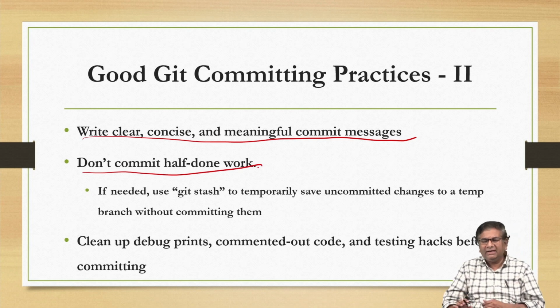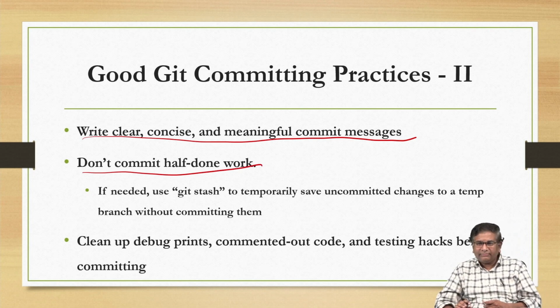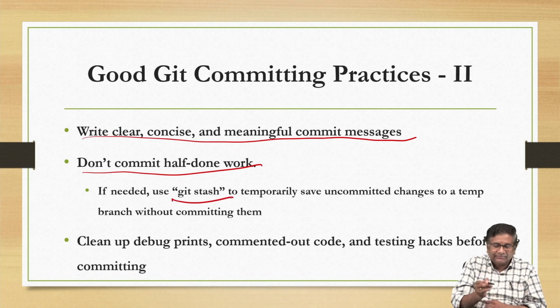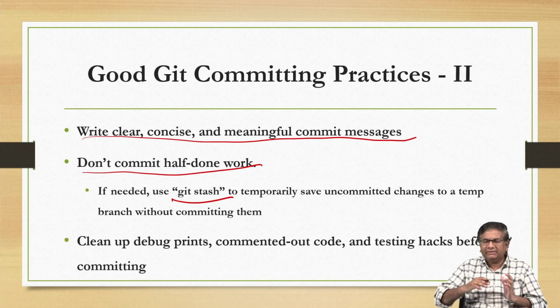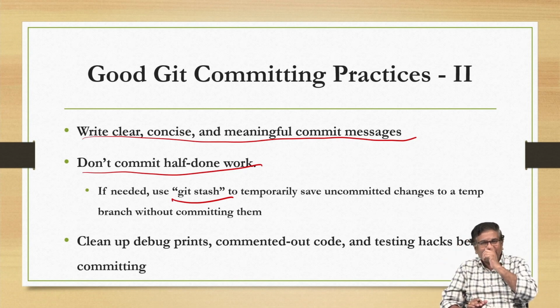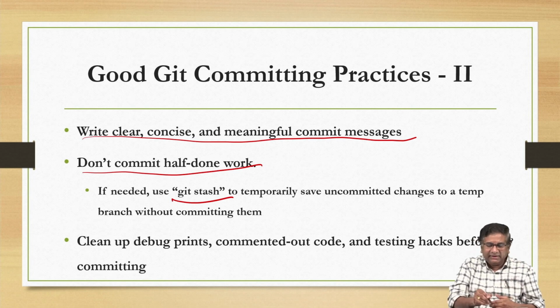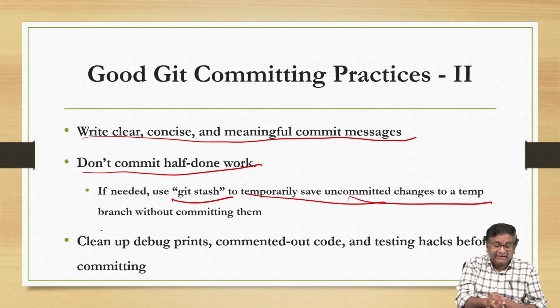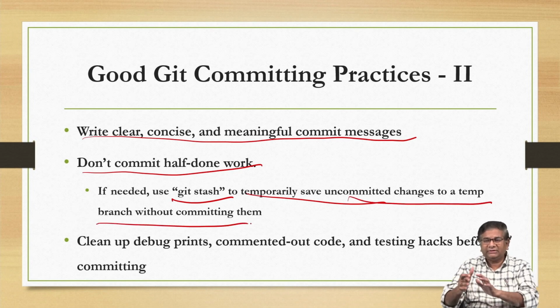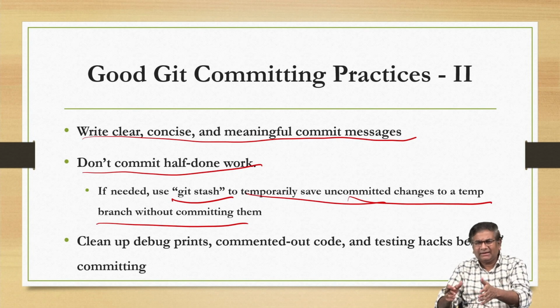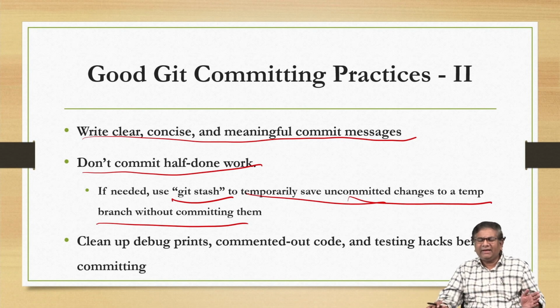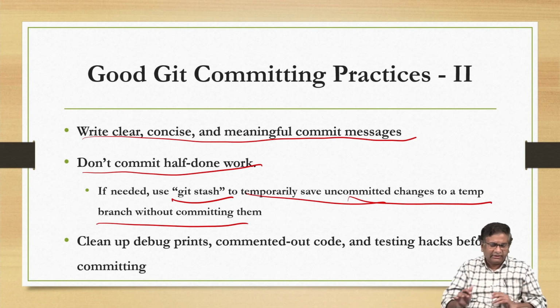Again, don't commit half done work. Let's say at the end of the day you want to store it, right? Don't commit them. You stash them. So when you say git stash, it will put all the files in a stash. A stash is a temporary area. I would say it temporarily saves uncommitted changes to a temp branch without committing. It stores in a separate branch kind of thing. I'll talk about branches a little later. That's why I'm not really focusing on this much, but stash them instead of committing them. So end of the day, you stash them. That way you are good.